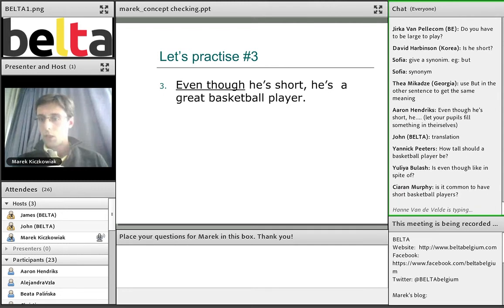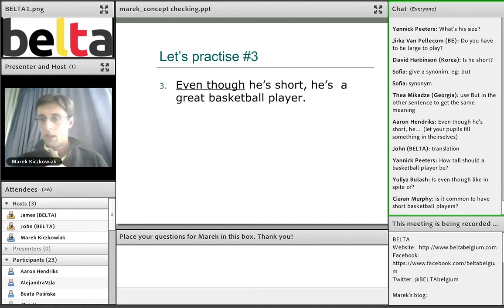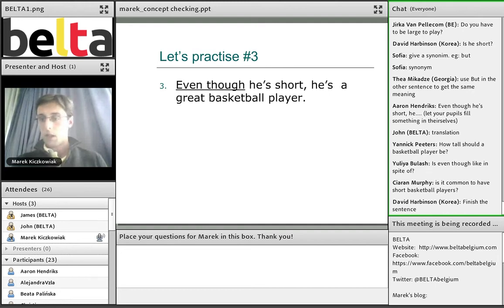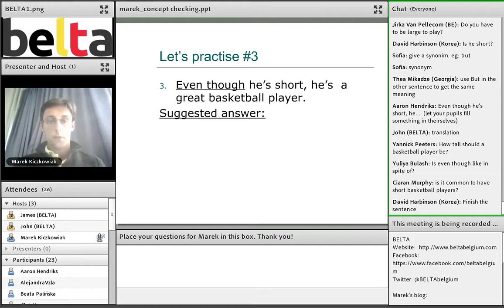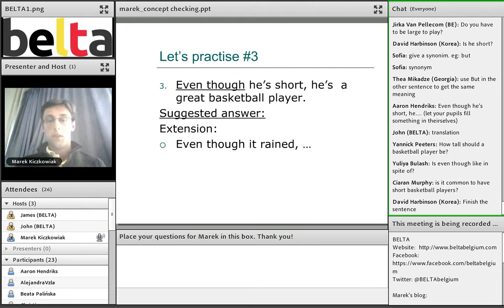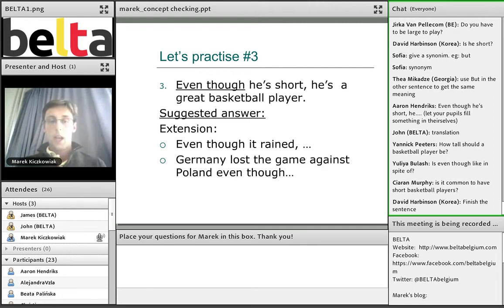Right, yeah, as Aaron suggests, we could do extension. Yeah, we could compare "even though" to other things like "but" or "in spite of." Yeah, that's true. Is it common to have short basketball players? Yeah, we could ask that. David also suggests extension: finish the sentence. Okay, let me show you my suggested answers. Go for extension. For example, "Even though it rained," da da da.